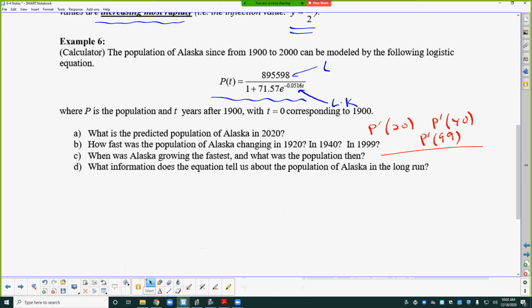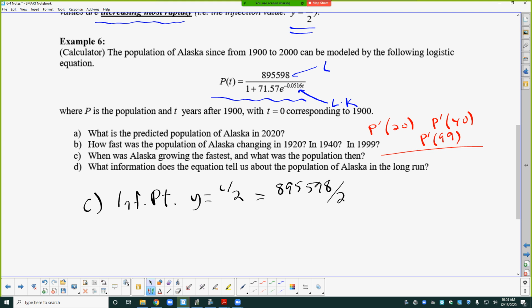When was Alaska growing the fastest? And what was the population then? What's this question asking us for? The inflection point. So C is an inflection point question. I know that the population is L over 2. I know the population is 895,598 over 2. That's the population. When is that happening? Let's let TI help us out.